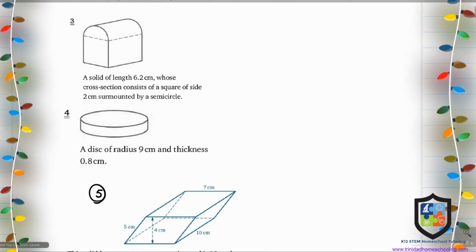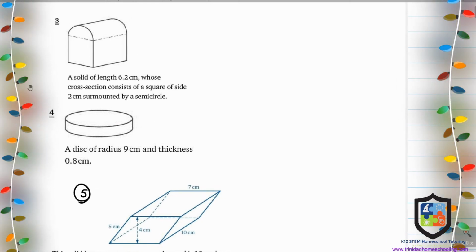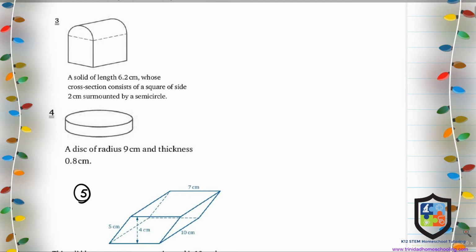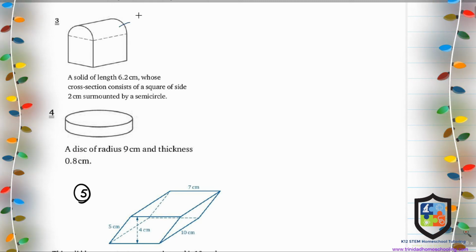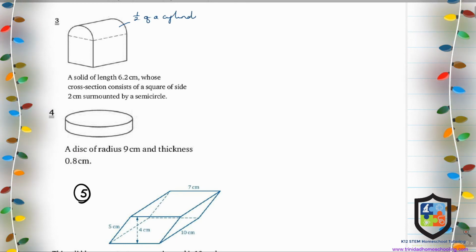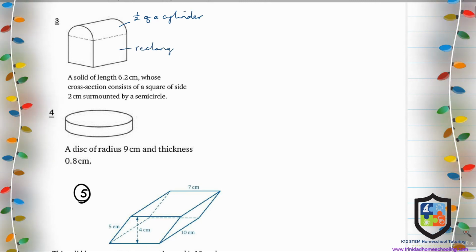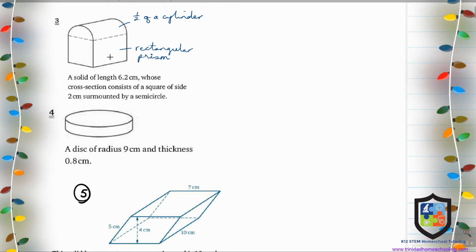Let's look at number 3. So number 3, we have a composite shape, right? A compound shape. We're seeing a half of a cylinder plus a rectangular prism. So here we have half of a cylinder and a rectangular prism. Alright, so you have some experience with composite shapes already.